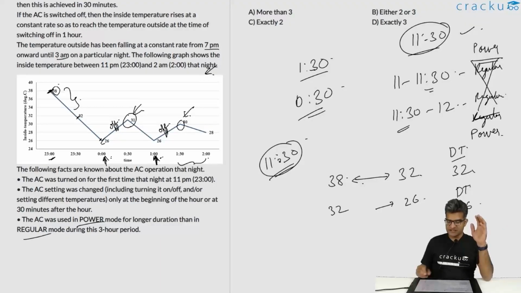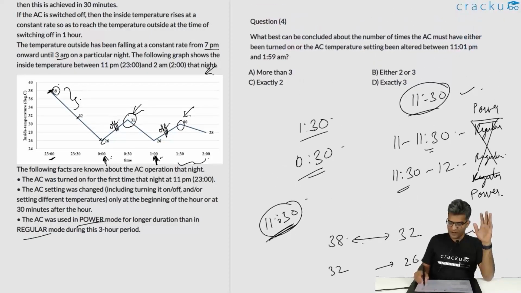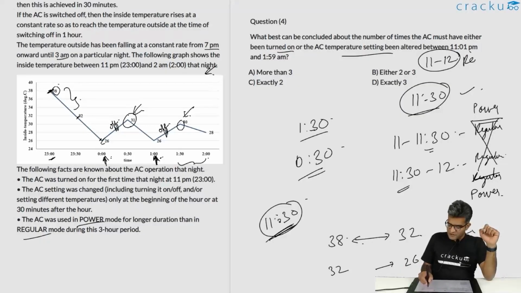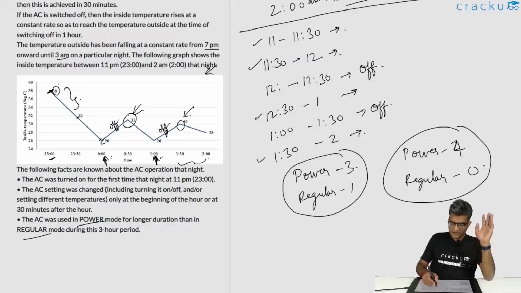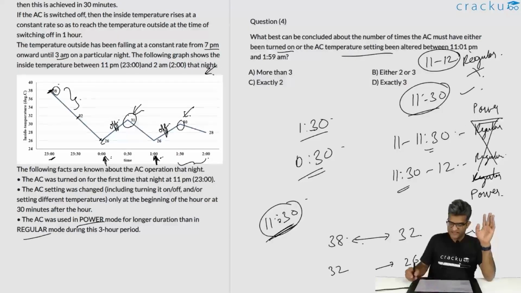The only thing we need to consider is what happened at 11:30. At 11:30, was the temperature changed? Was the setting changed? What exactly happened? Did any one of the two happen? Because what we are looking to see is whether the AC was turned on or the temperature settings have been altered. One thing we can conclude is that from 11 to 12, for this entire 1 hour, the AC was not in regular setting. Because if the AC was in regular setting it would have been on for 2 half an hours. But we know that regular is either for 1 half an hour or for 0 half an hours. So this case doesn't exist.